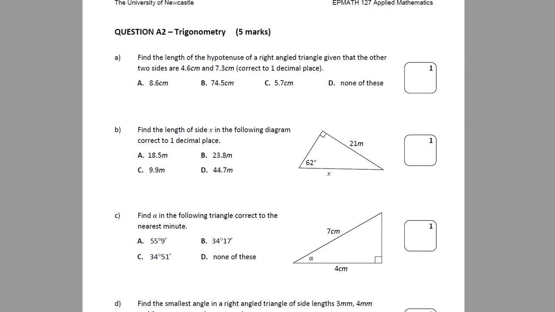Find the length of the hypotenuse of a right-angled triangle given the other two sides. The main thing in these is to make sure you're picking the right side, that you know where the hypotenuse is. The location of the other two doesn't really matter. The hypotenuse is always opposite the right angle. I've got a 4.6 and a 7.3 in centimetres.